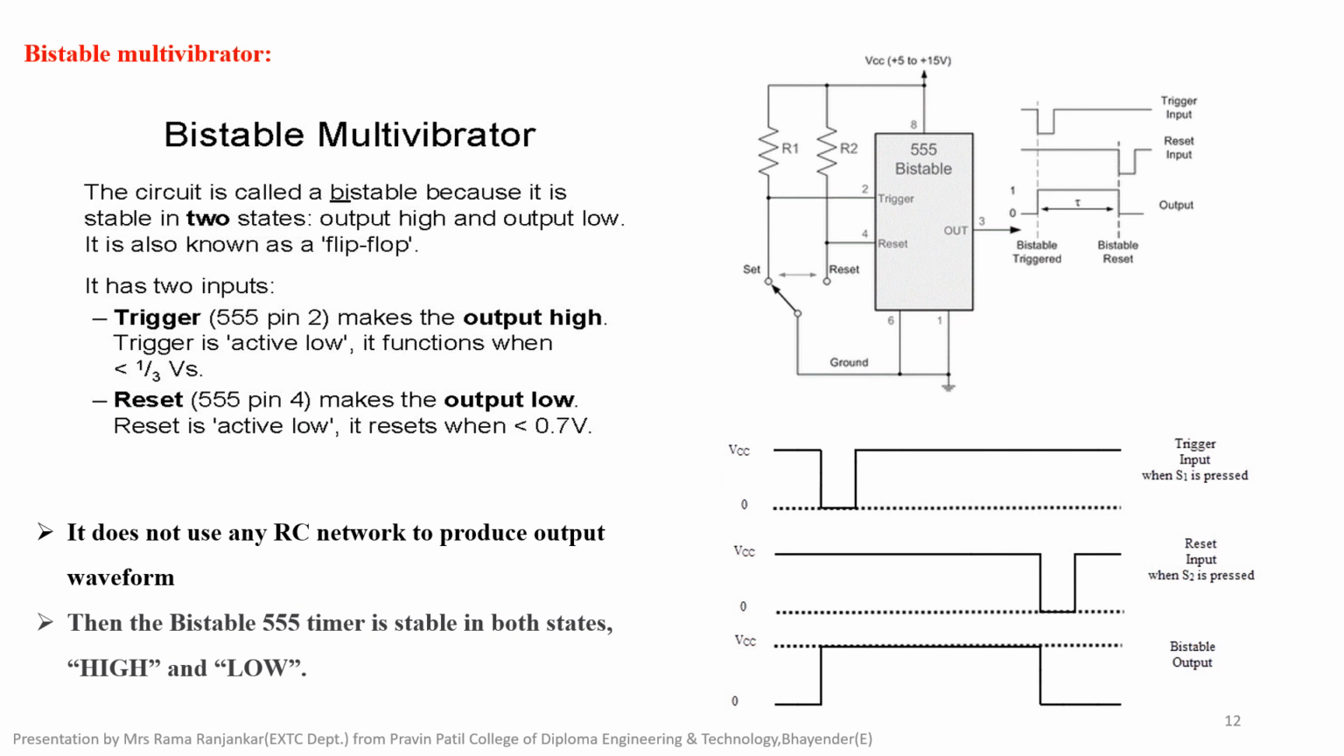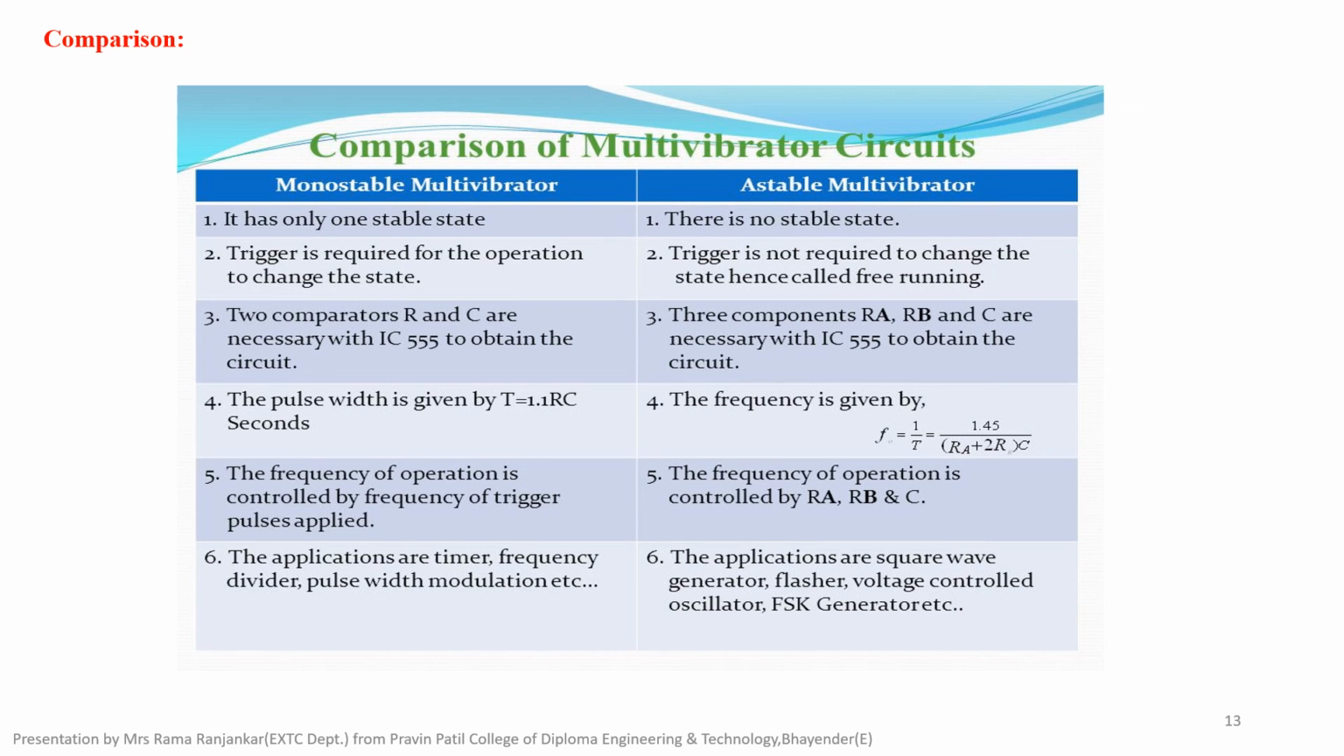Bistable multivibrator: the circuit is called bistable because it has two stable states, output high and output low. It is known as a flip-flop. It has two inputs. Trigger makes the output high and reset makes the output low. It does not use any RC network to provide the output waveform. Here we are using two switches, and therefore the 555 timer IC is called a bistable multivibrator. This is a comparison of multivibrator circuits.